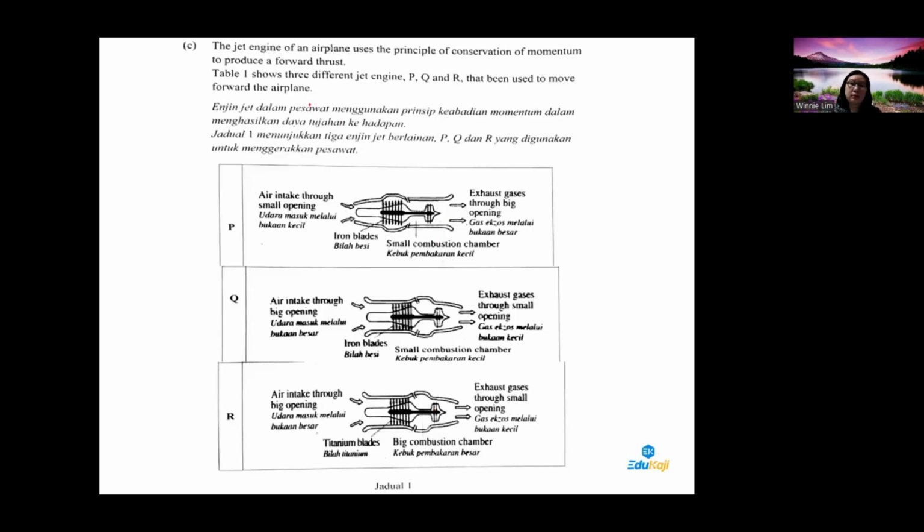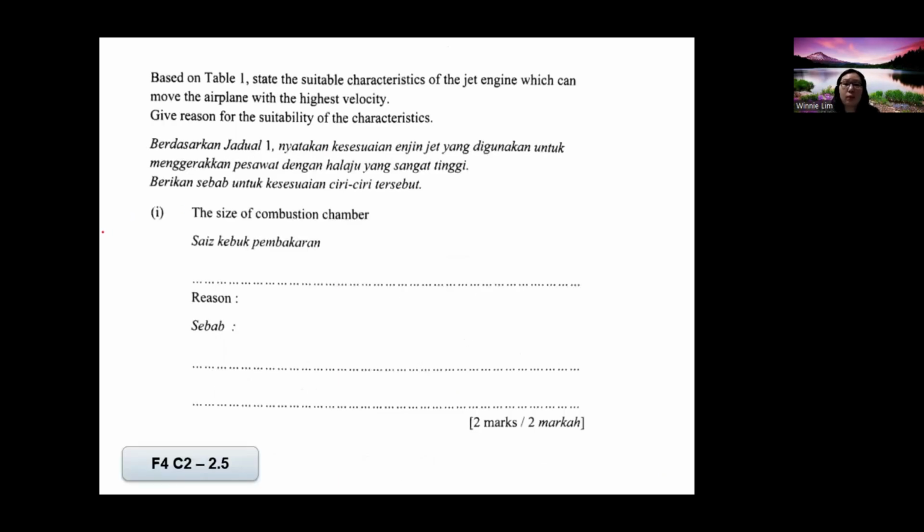Next one. The jet engine of an airplane uses the principle of conservation of momentum to produce a forward thrust. And the table shows 3 different jet engines, P, Q, and R, that have been used to move the airplane forward. So you have 3 types. This question is similar to the section B essay questions. It's just that in section B, there will be more choices and more to expect. Okay, so we see what they want first.